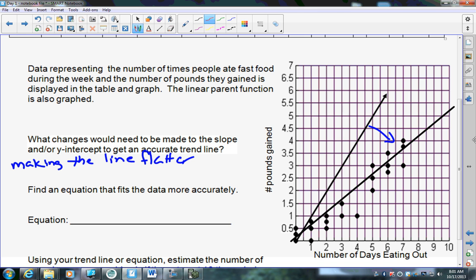And to make the line flatter, do I increase or decrease my slope? I decrease it. I make it closer to 0. So if this is y equals x, which means this is a 1x, when I go down here to make it flatter, I'm going to have some kind of fraction, like maybe 1/2, maybe 2/3. I don't know, but I know that this is going to be a fraction.